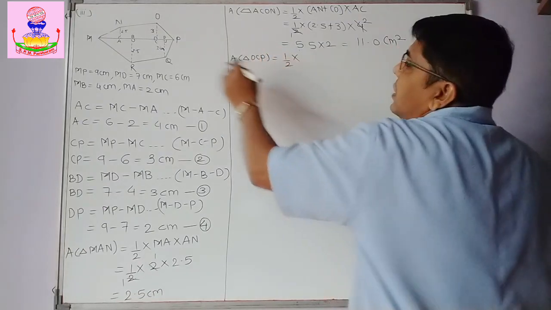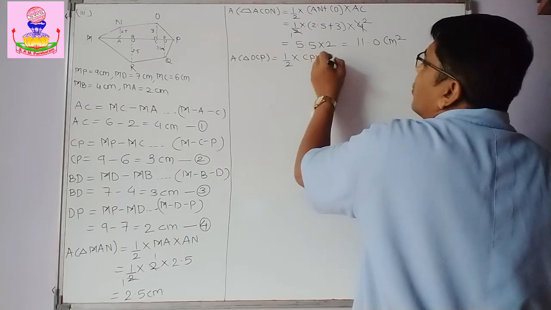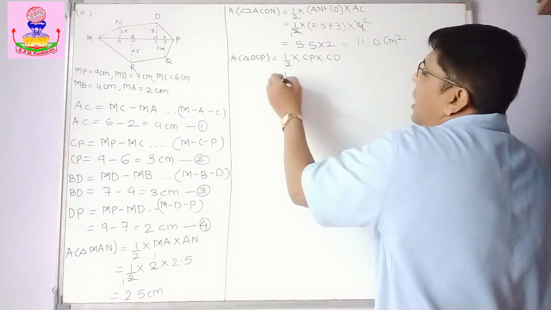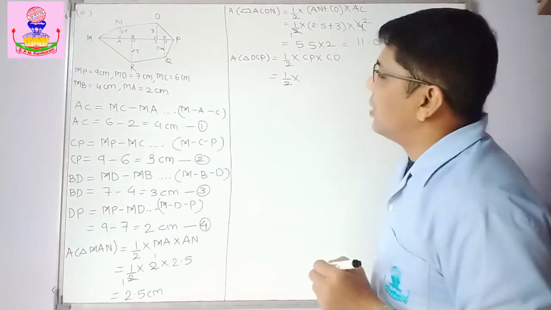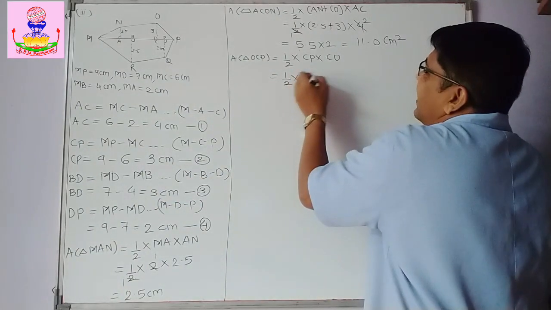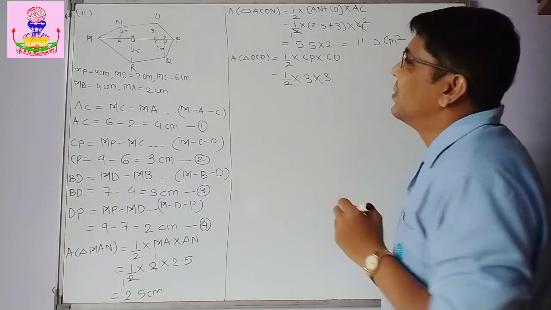That is equal to half into base. Base is what? CP. Height is what? CO. Now, that is equivalent to half into, what is the length of CP? We have determined here, 3 centimeters. And CO. CO is given 3 centimeters.